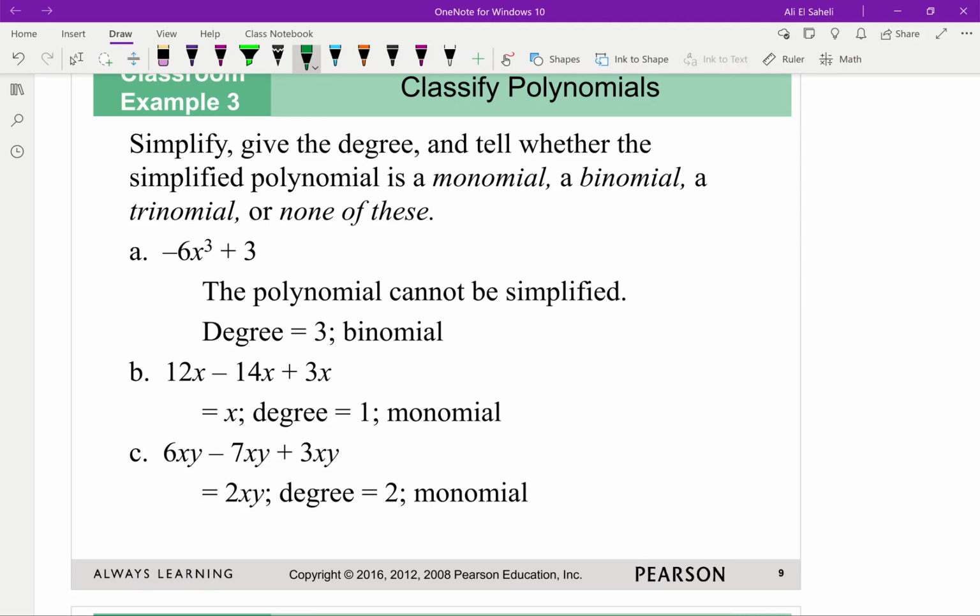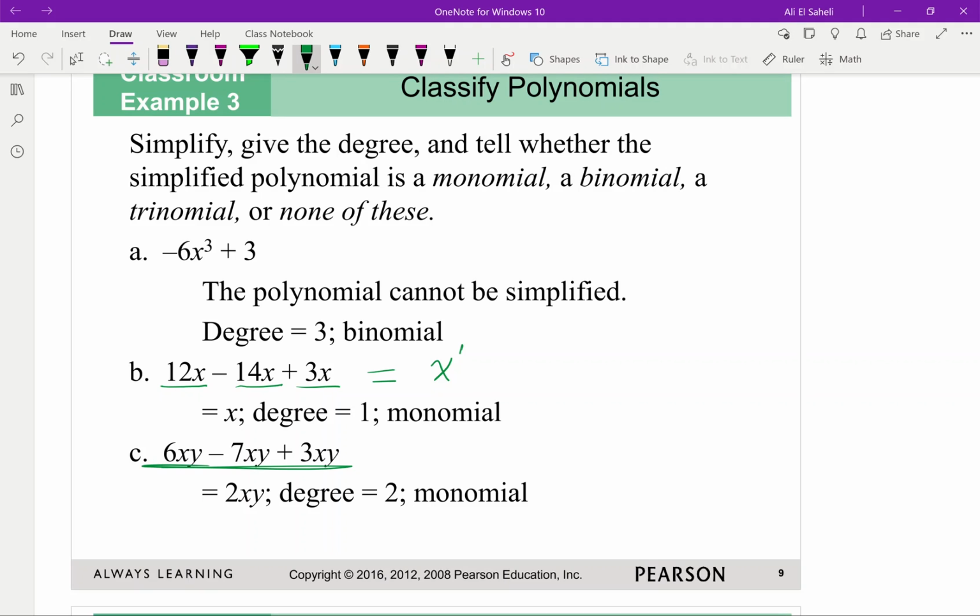Here we can simplify. All of these are like terms. So this is 12x minus 14x is minus 2x plus 3x is equal to x. So this is a monomial. The coefficient is 1 and the degree is also 1. This is to the power 1.